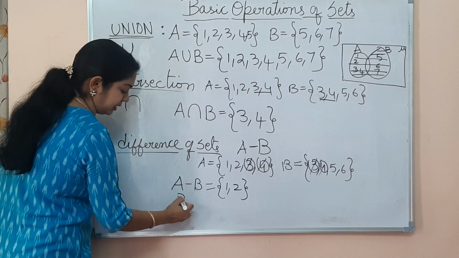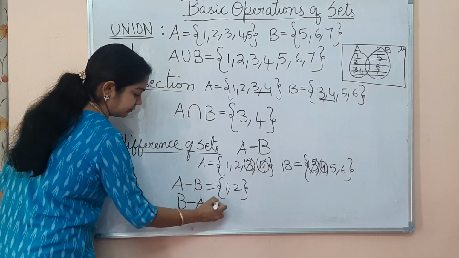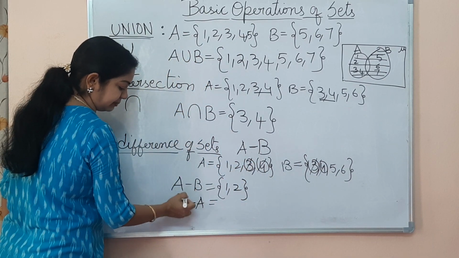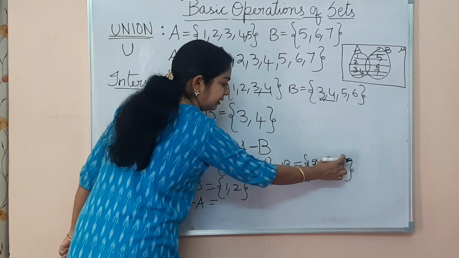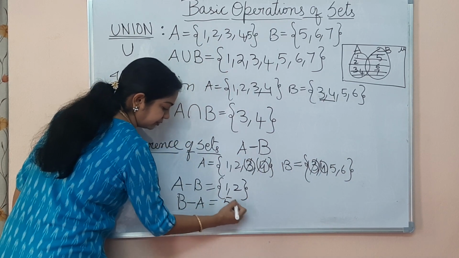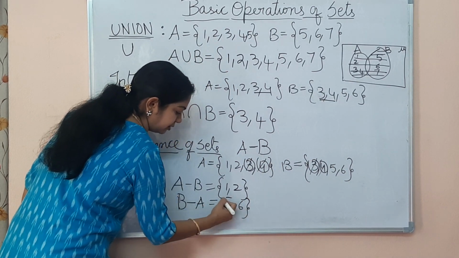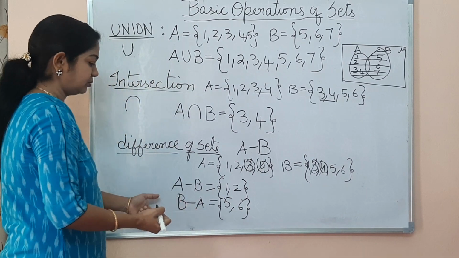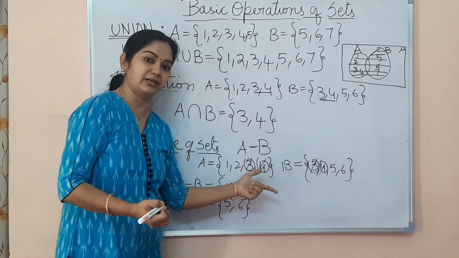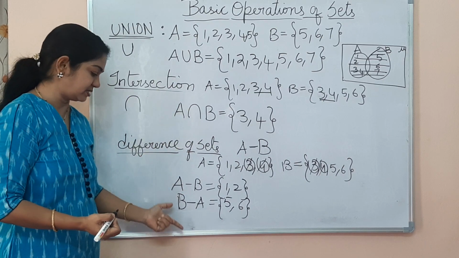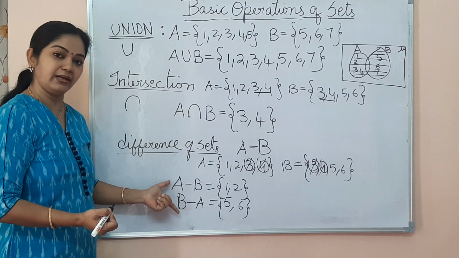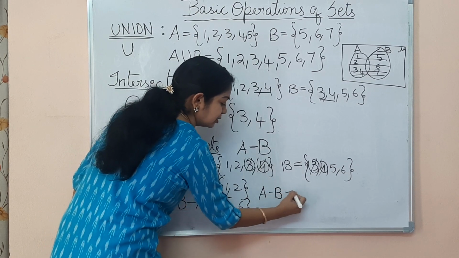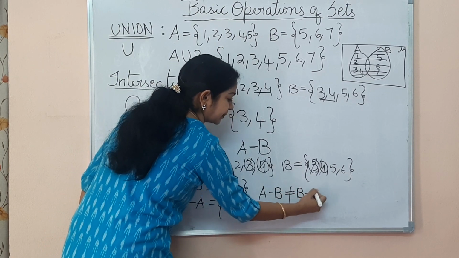Whereas if you see B minus A, first you have to cancel the common elements. And what is the first set? B. The elements remaining in the first set you have to list out. Do not write the elements in the second set. Here the second set is A. So after cancelling the common elements, write the elements in the first set. This is A minus B and B minus A. And you can clearly see that A minus B is not equal to B minus A.